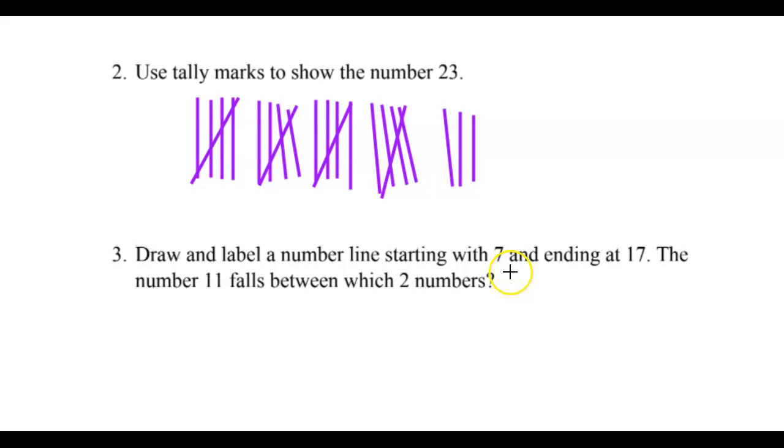Draw and label a number line starting with 7 and ending at 17. The number 11 falls between which two numbers? So this has two different things you have to do. You have to make a number line, and you're going to start it with 7, 8, 9, and make it go all the way to 17. And then I want you to tell me what two numbers are on either side of the number 11. So pause it and do that now. Start with making a number line.